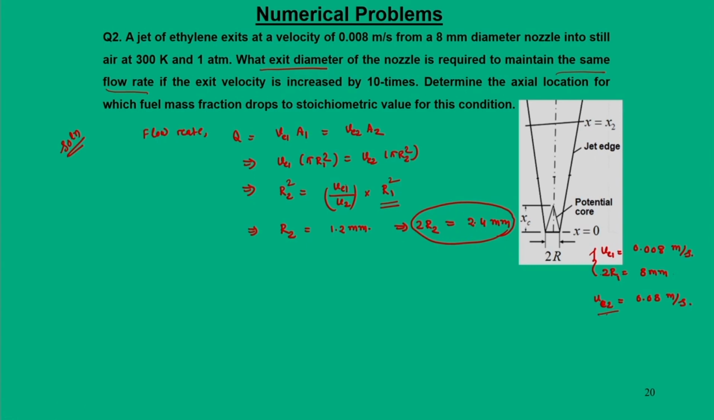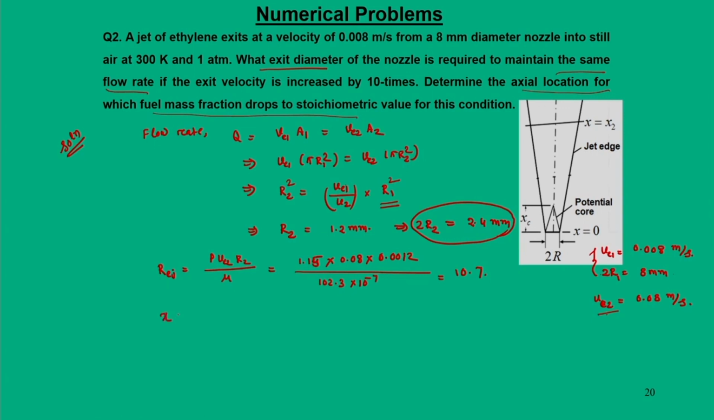Now, for this situation we need to find the axial location at which the fuel mass fraction drops to the stoichiometric value. So, again for this nozzle we need to find the Reynolds number of the jet. So, it is rho VE2 into R2 divided by mu. So, rho is 1.14 or 1.15, VE2 is 0.08, R2 is 0.0012 divided by mu, which is 102.3 into 10 to the power minus 7. So, this number is approximately 10.7.